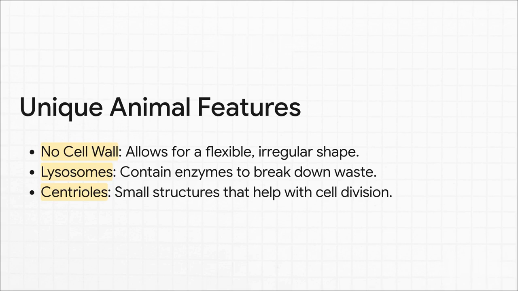Think about a muscle cell contracting. They also have a specialized cleaning crew called lysosomes, which are little sacs of enzymes that break down waste or foreign invaders. And finally, they have centrioles, which are these small structures that are really important when it comes time for the cell to divide.